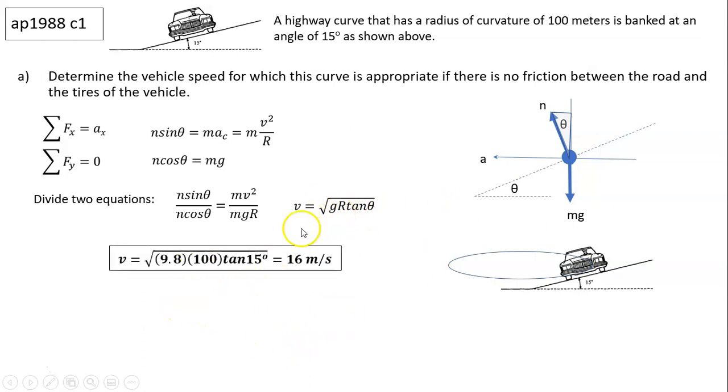Plug all the numbers in. g is 9.8, r is 100, theta equals 15 degrees, so we have 16 meters per second. That's question number 1.